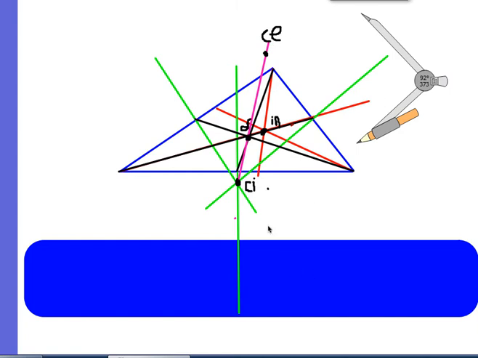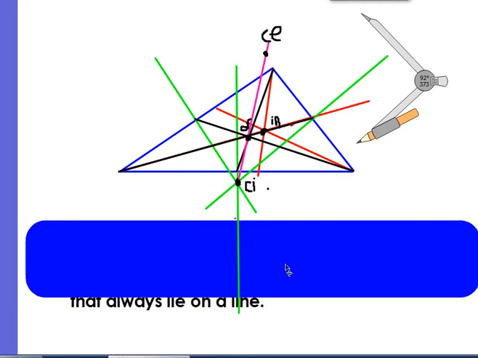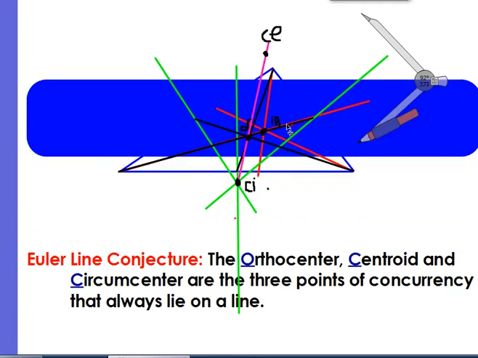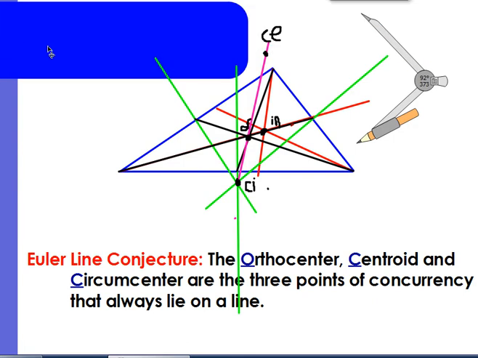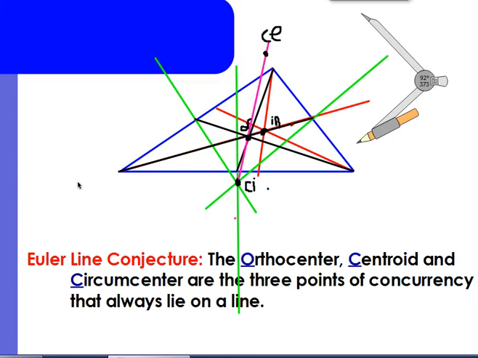And what you'll notice is that the circumcenter, the orthocenter, and the centroid all lie on the same line, and that is the pink line. So the Euler line conjecture, which you need to write down underneath your drawing, is the orthocenter, centroid, and circumcenter are the 3 points of concurrency that always lie on a line.